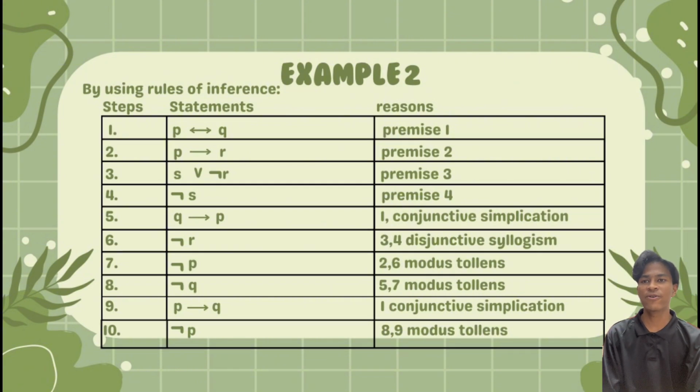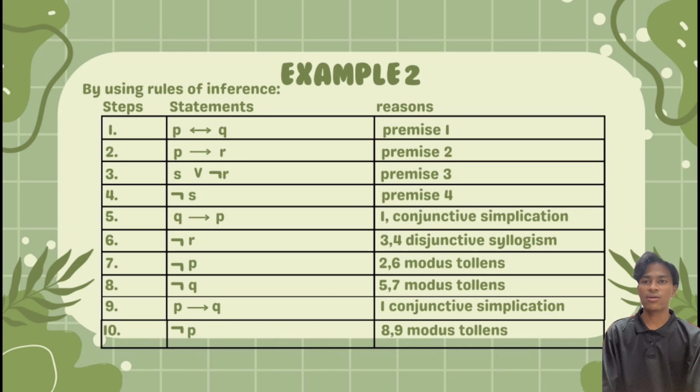For the fifth step, we use conjunctive simplification on the first step, and we will get Q then P. After that, for the 6th step, we use disjunctive syllogism on the 3rd and 4th steps, and we will get not R. For the 7th step, we use modus tollens on steps 2 and 6, and we will get not P. And for the 8th step, we use another modus tollens using steps 5 and 7, and we will get not Q.